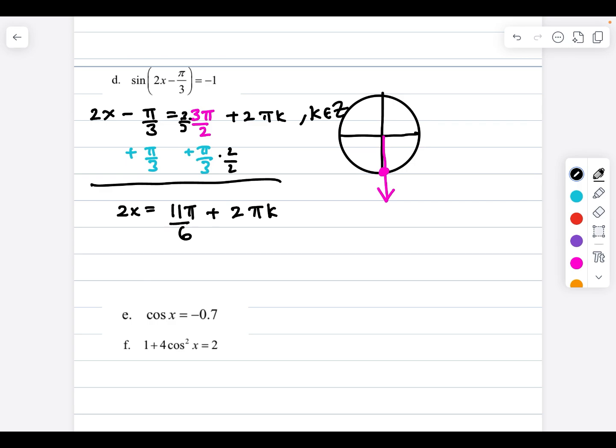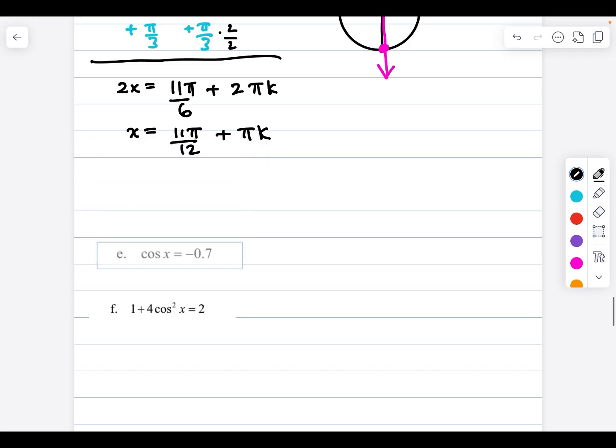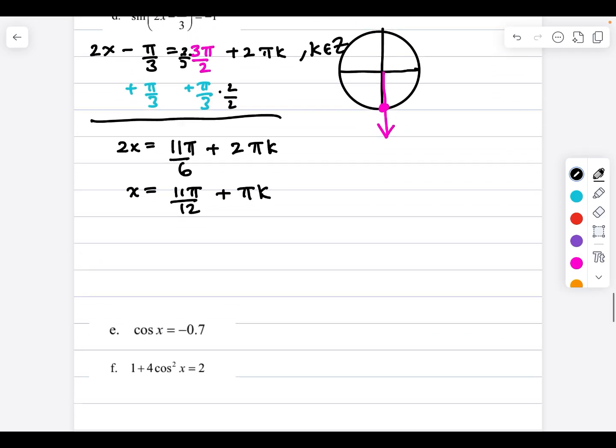Now I'm going to divide both sides by 2, or you can multiply by half. It's the same thing. Now, if I wanted every single answer and the directions just said solve, that'd be my solution. But the directions for all these problems want answers between 0 and 2 pi. So when k is 0, we get 11 pi over 12.